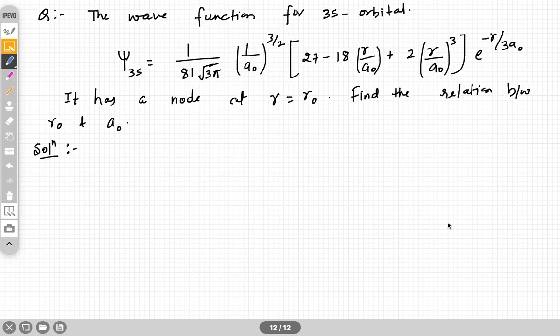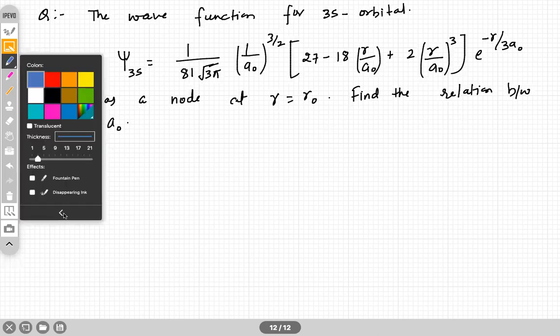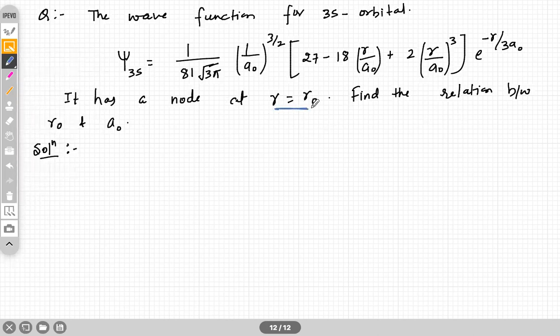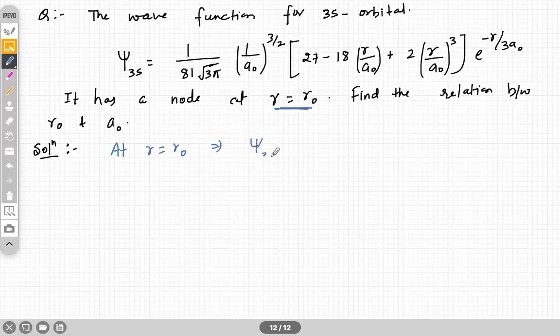Yes, Aditya, that's correct. Because r naught is the nodal surface, you have to put psi equals zero. Very simple question. It appears to be very complex, but the question is quite simple. It is simply given that at r equals r naught we have a nodal surface, correct? So when you substitute r as r naught, psi 3s would be equal to zero.